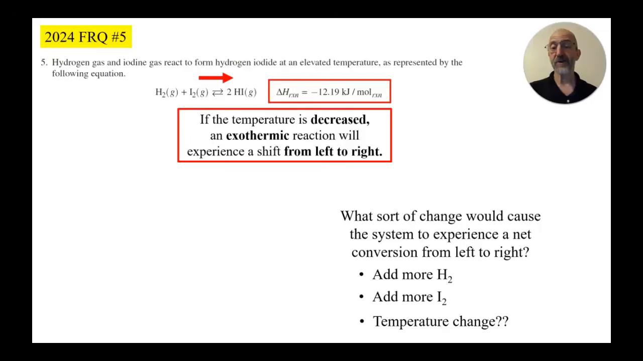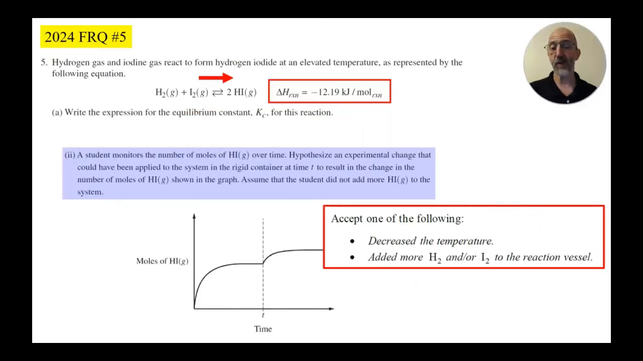So possible things you could have said that would cause the number of moles of HI to increase would be any of the following. Decreasing the temperature, that would cause a shift from left to right. Adding more of either the reactant, hydrogen or iodine, that would cause a shift from left to right. So that's the answer to that particular question.